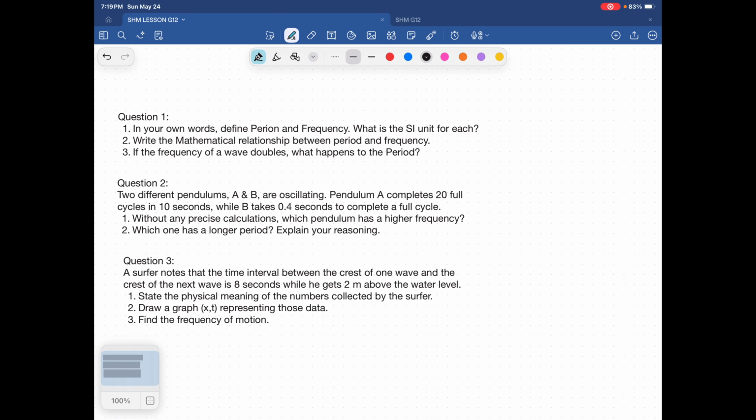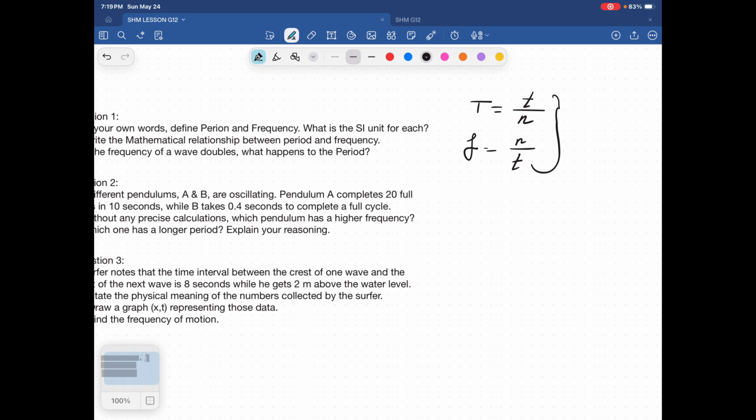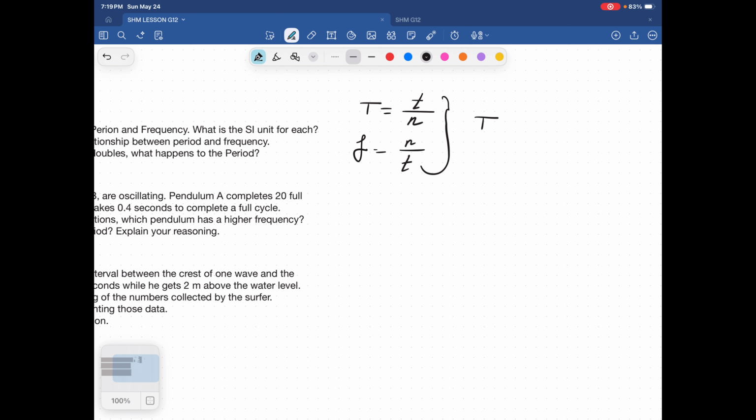We can state that since T, the period, is the time taken by one oscillation, it is the total time divided by the number of oscillations, whereas the frequency is equal to the number of oscillations per unit time, and it is clear from both of the relationships that T is equal to 1 over f.